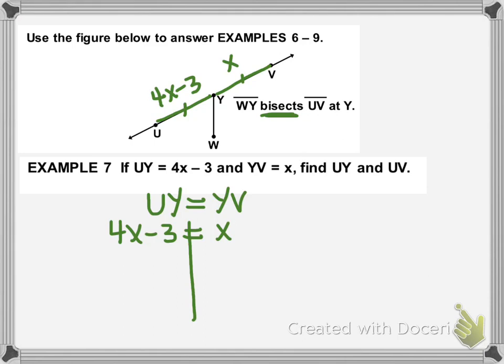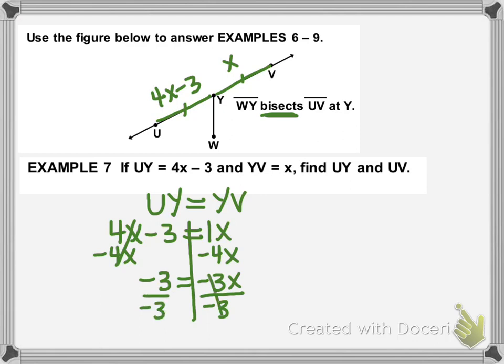So to move my 4x to the right, I'm going to subtract 4x from both sides. 4x minus 4x is 0. I've got negative 3 on the left. I've got 1x minus 4x on the right, which is negative 3x. Last step, I'm going to divide both sides by that coefficient of negative 3. Negative 3 divided by negative 3 is 1. So 1x equals negative 3 divided by negative 3, which is a positive 1. So there's the value of x.